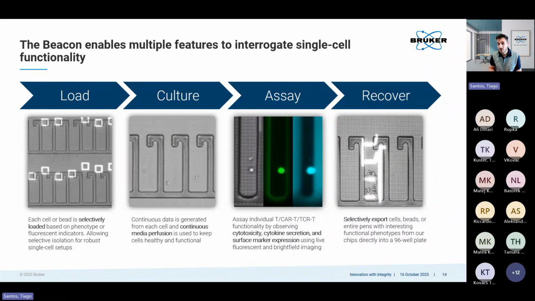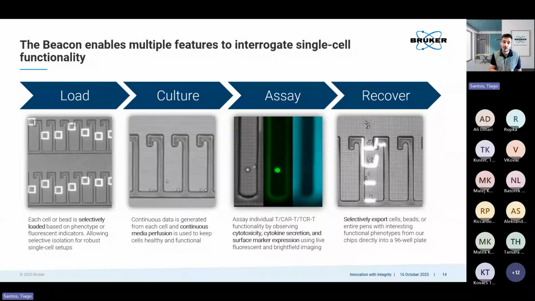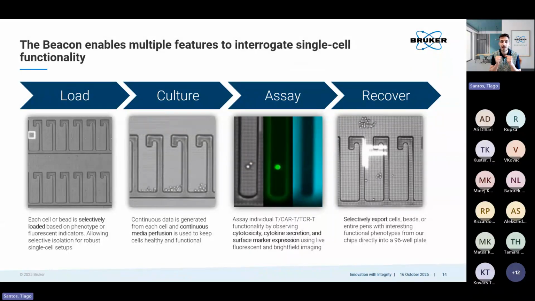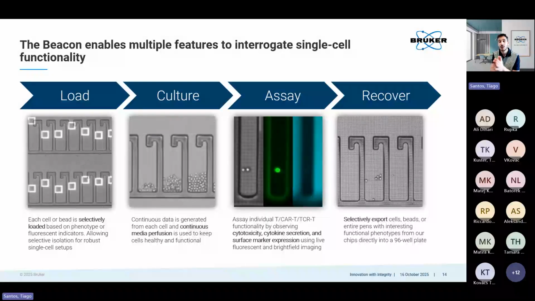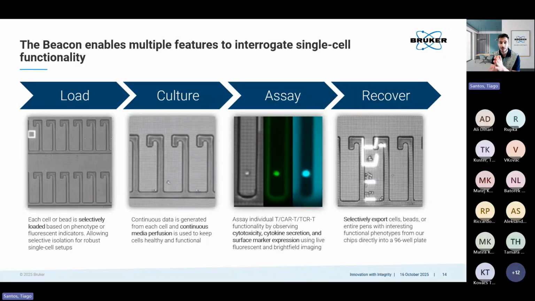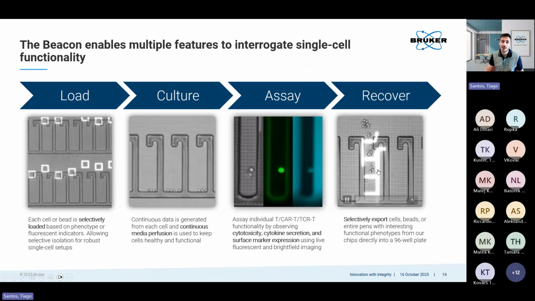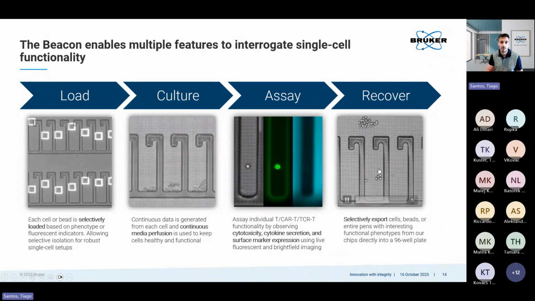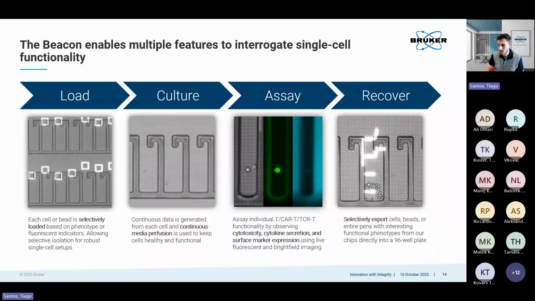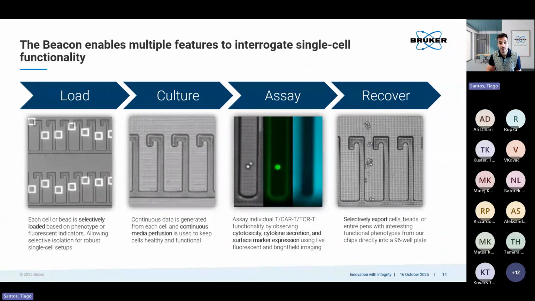And why are we recording all of that functional data? It's to tie to the first slide. It's to get that robust, functional, temporal data from the response of those single cells to identify which ones are actually the best cells to then, in the fourth stage, recover them for downstream analysis. So these are the main concepts of the technical details of the technology.